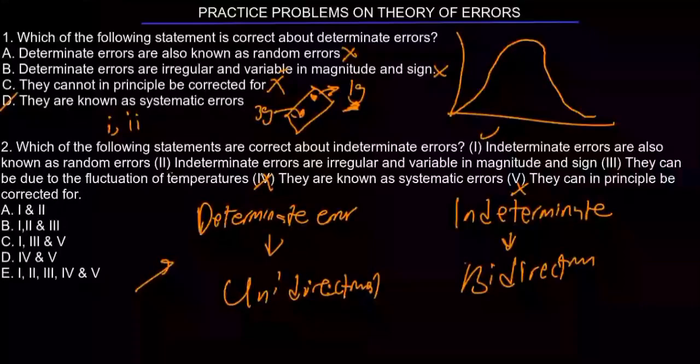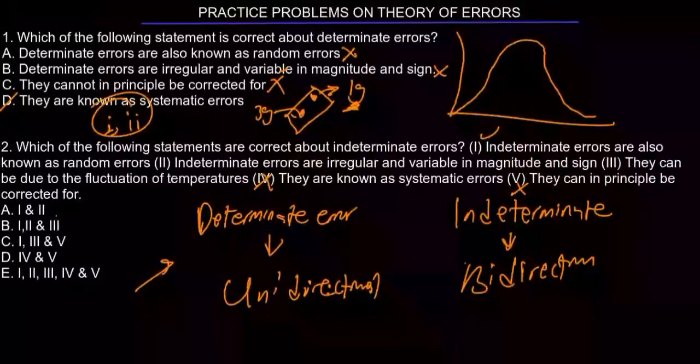So that's why II is correct. Indeterminate errors are irregular, and they are variable in magnitude and sign. That is, it can go up, come down, go up, come down. So this II is correct. So the answer is option A. Next question.